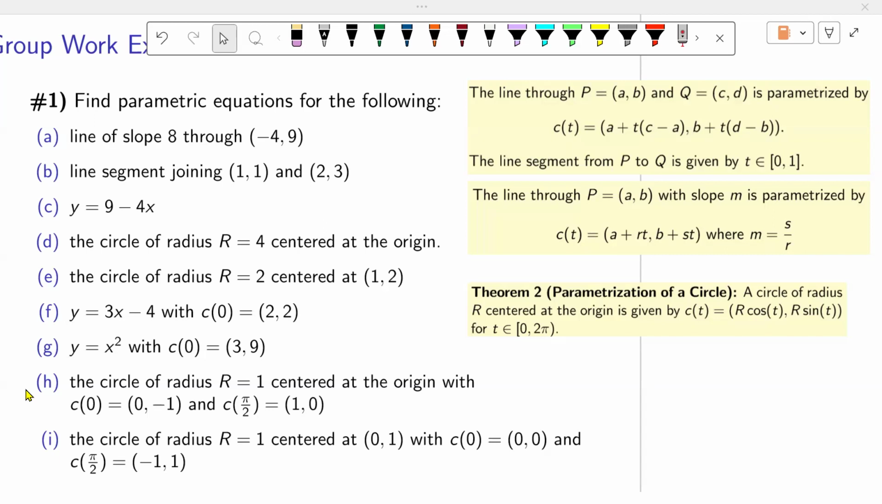Does anyone have any ideas on how we do part C? Yeah, we can make a point. What's the point that this line goes through? There's lots of them. 0, 9, yeah. Just plug x equals 0 in, you get y equals 9. And what's the slope of this line? -4. There. You can extract that information from it.